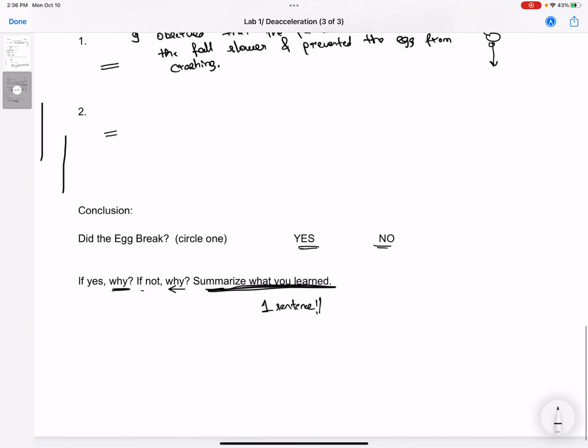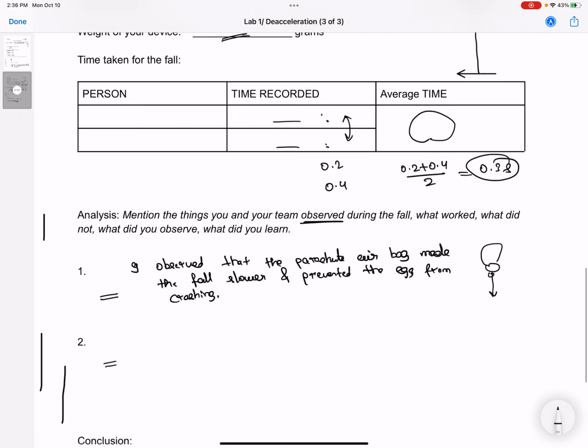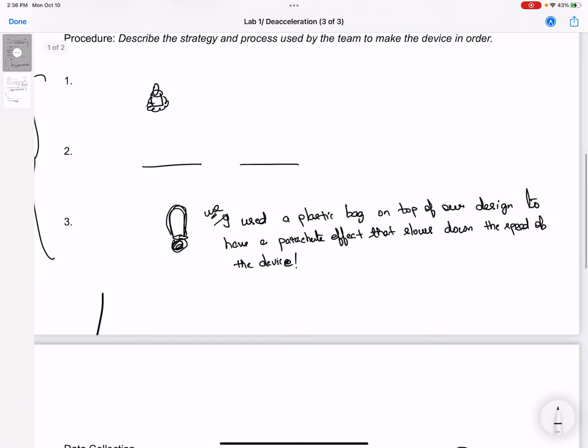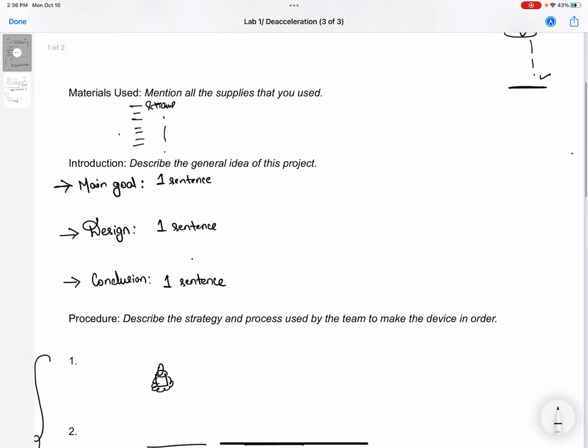Hopefully that should give you a good idea about how to write your lab report, and resubmit it if you need to, and let's hope to get you a 5 out of 5.